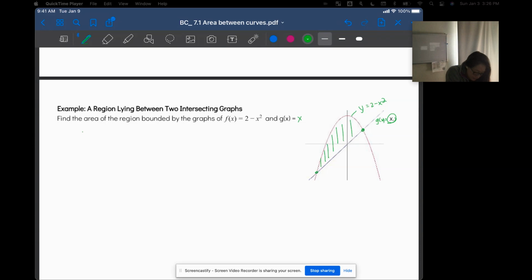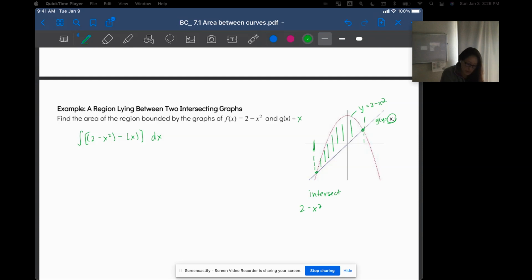So I know I'm going to have to take the integral of the top curve, which is 2 minus x squared, and subtract out the bottom curve, which is x. And because my equations are written in terms of x, we're going to use dx, which means that we need to find our left bound and our right bound. So where do these two curves intersect? Well, you just set them equal to each other.